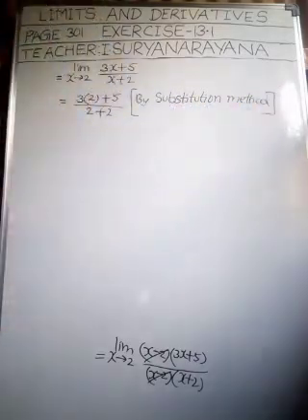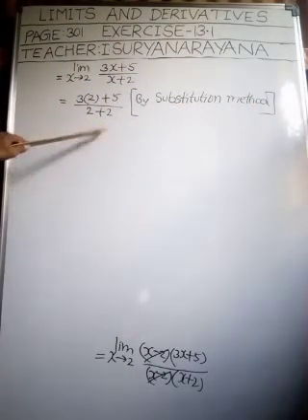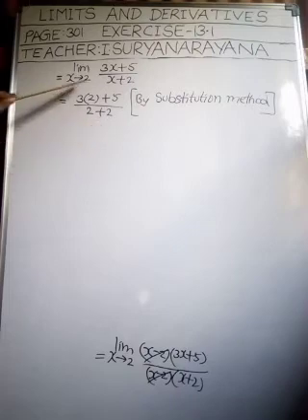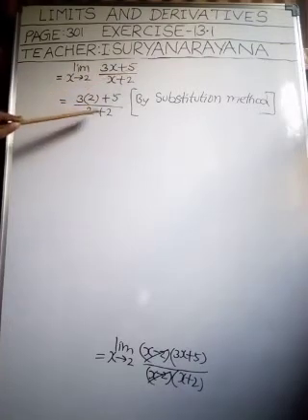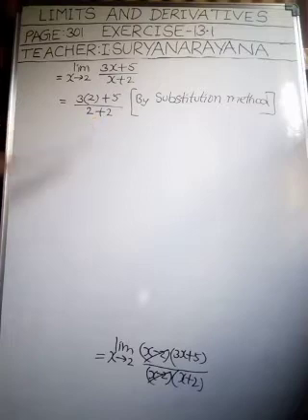By substitution method we got this step. Understood this step, my children? Because x is approaching 2, we substitute x equal to 2 in this entire function. Then we got this step. Understood this step, my children?